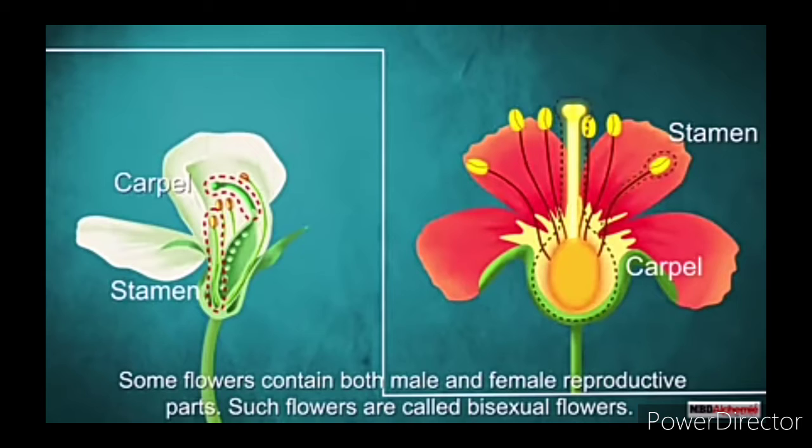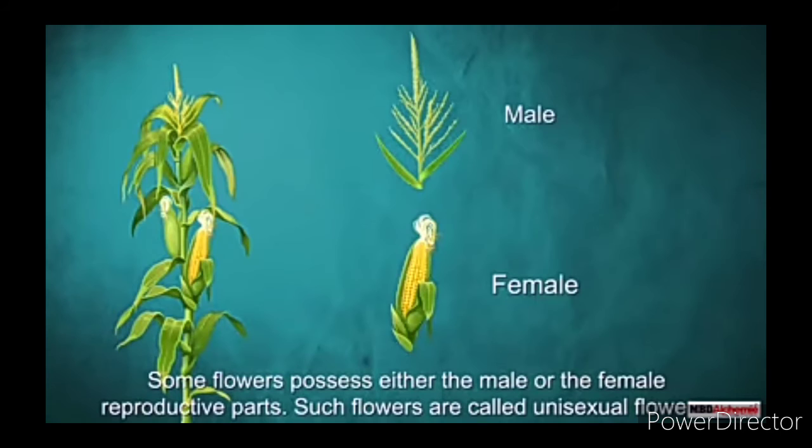Some flowers contain both male and female reproductive parts. Such flowers are called bisexual flowers. Both stamen and carpel are in a single flower, so it is called a bisexual flower. Two sexes in a single flower.